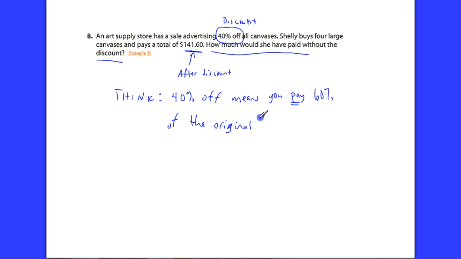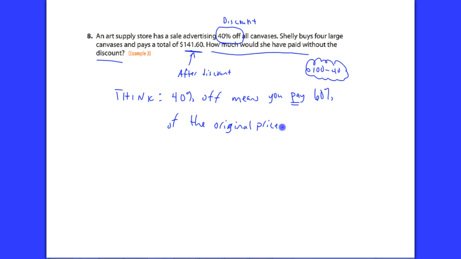If they're going to take 40% off, that means you're only paying 60%, because the percentages have to equal 100. So if you're wondering where I got the 60, 100 minus 40, that's where that 60 comes from. So if you get 40% off, that means you're paying 60% of the original price.